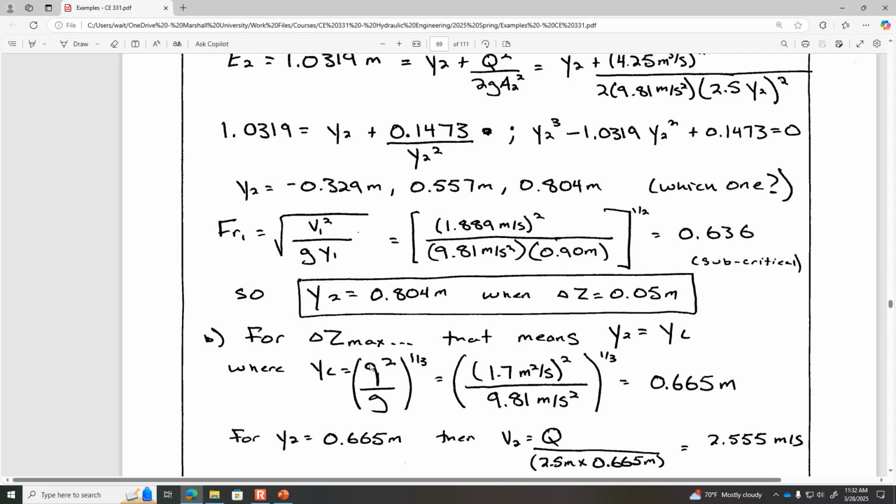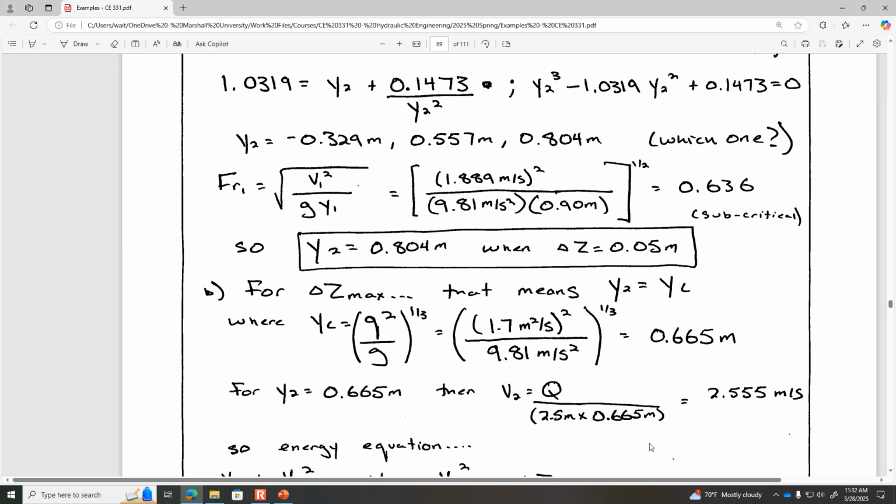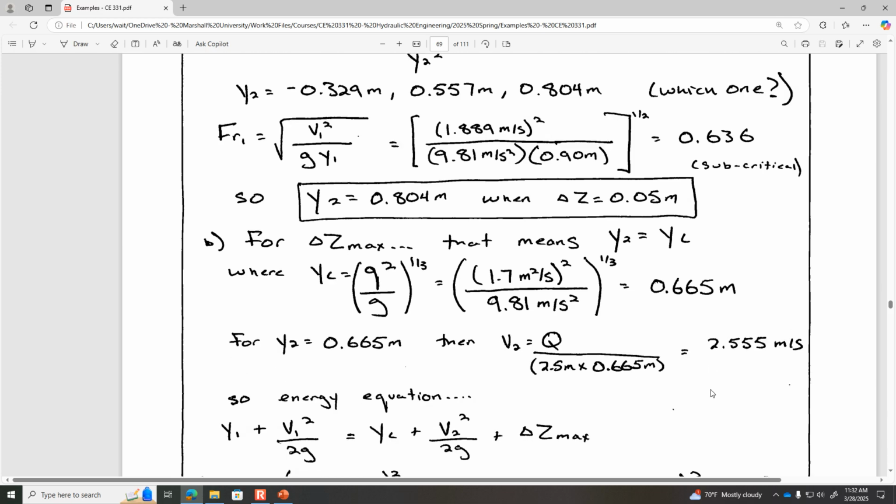For this example, we do. So if the critical depth is 0.665, then we're saying let the downstream depth be equal to the critical depth. And if that's the downstream depth, then we can find out the velocity head.